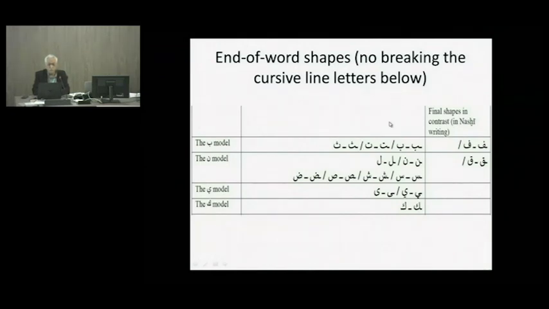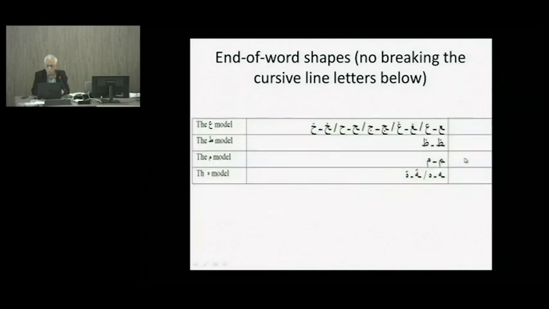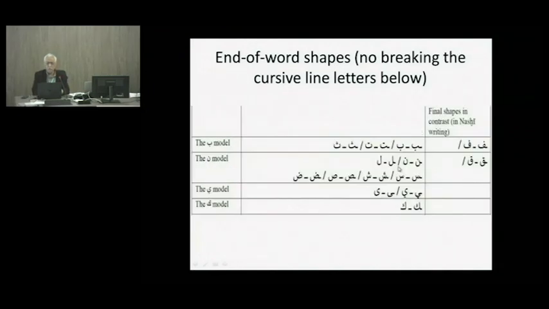No breaking the cursive line letters in here. So the cursive line shape is the ba model here. If you remember the circle, it's the same length as the aleph, but horizontally. You have it with the fa, with the ba, ta, tha.